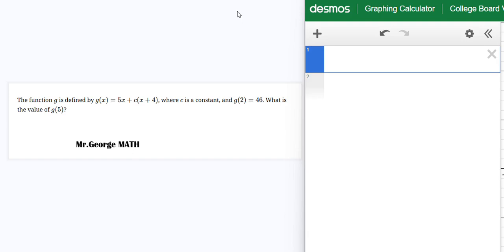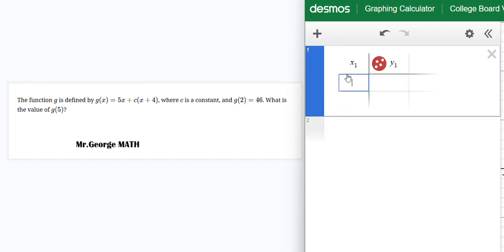Hello guys, here is another question which is a little bit hard and is asking for a value of g of 5 when you get this equation and is given us a point over here. Once you see a point, you know what you do: just the table first and you put the x is 2 because it's g of 2, so that's your x, and your y1 is 46.